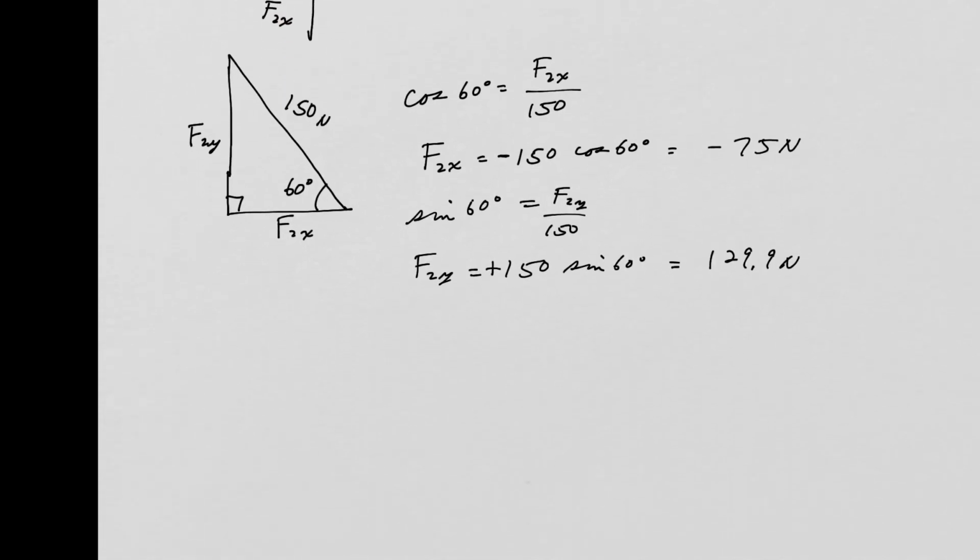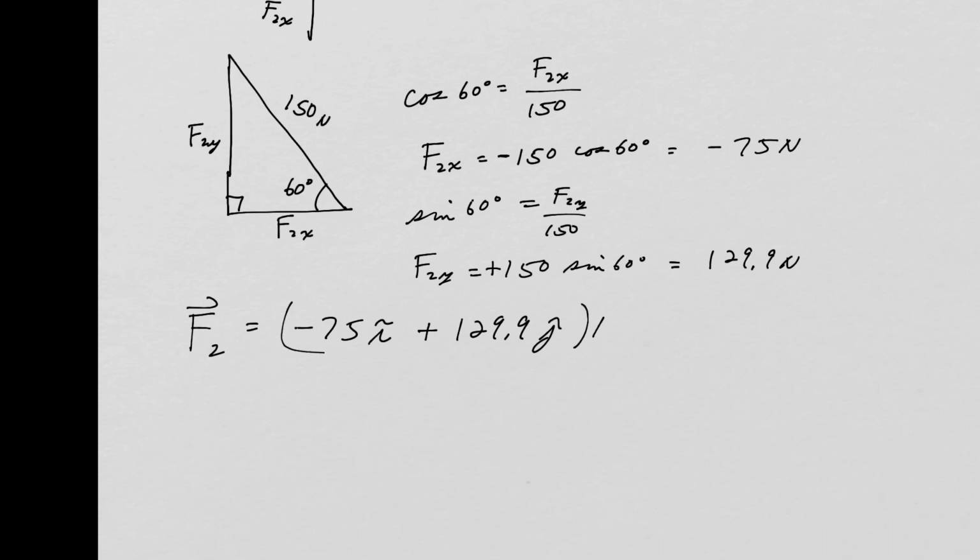Now that we have that, we know that F2 is equal to negative 75 i hat plus 129.9 j hat, newtons. Okay, I need to do F3.